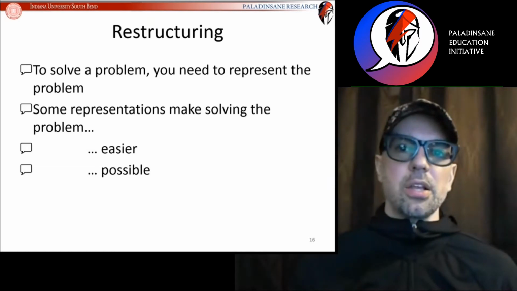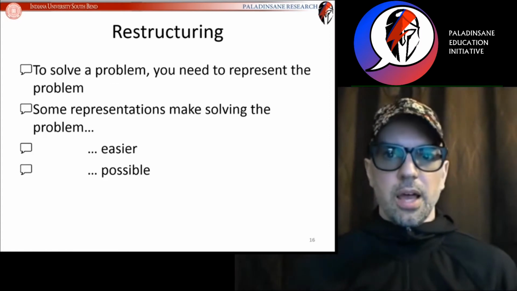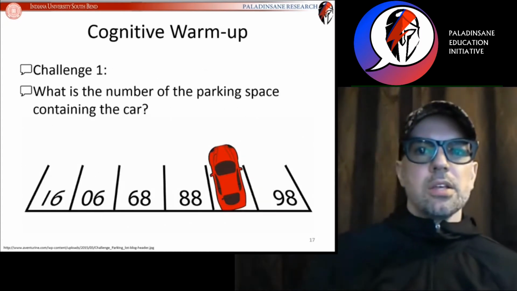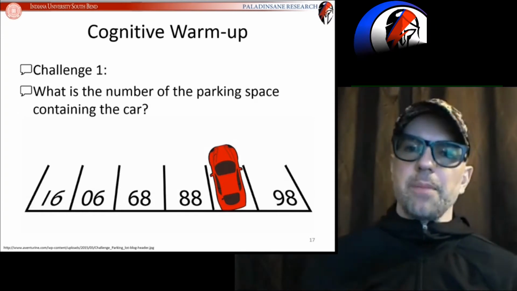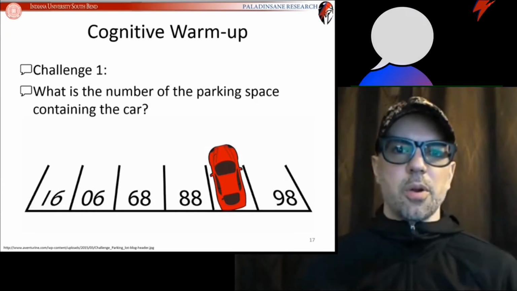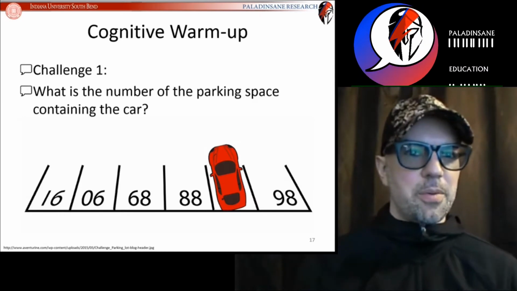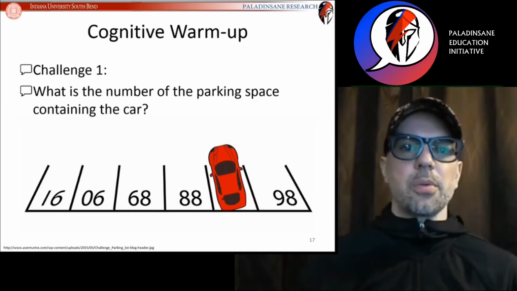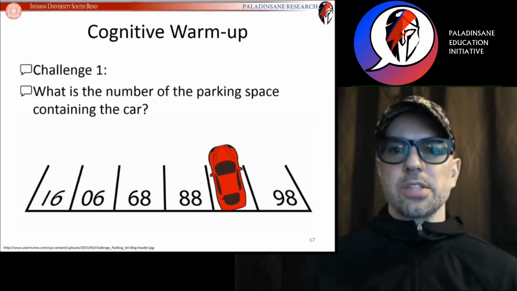So let's take a look at this problem right here. This might have been, I can't remember if we used this for the cognitive warm-up, but if we did, let's see if we can remember what the solution is. So this is challenge number one. What is the number of the parking space that contains the car?